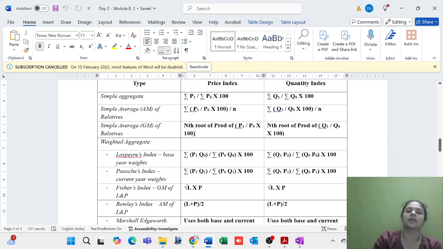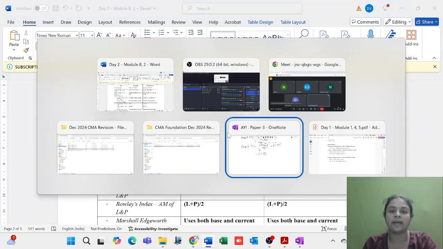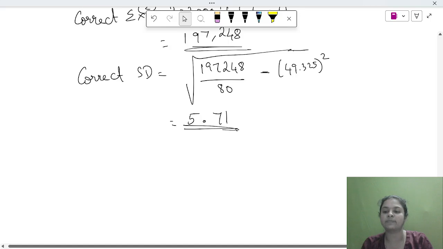So let's quickly do one sample question with just random numbers, so that you are able to understand these 3 simple methods. Okay, then we will go to the weighted methods. Let's quickly complete the simple index methods first.